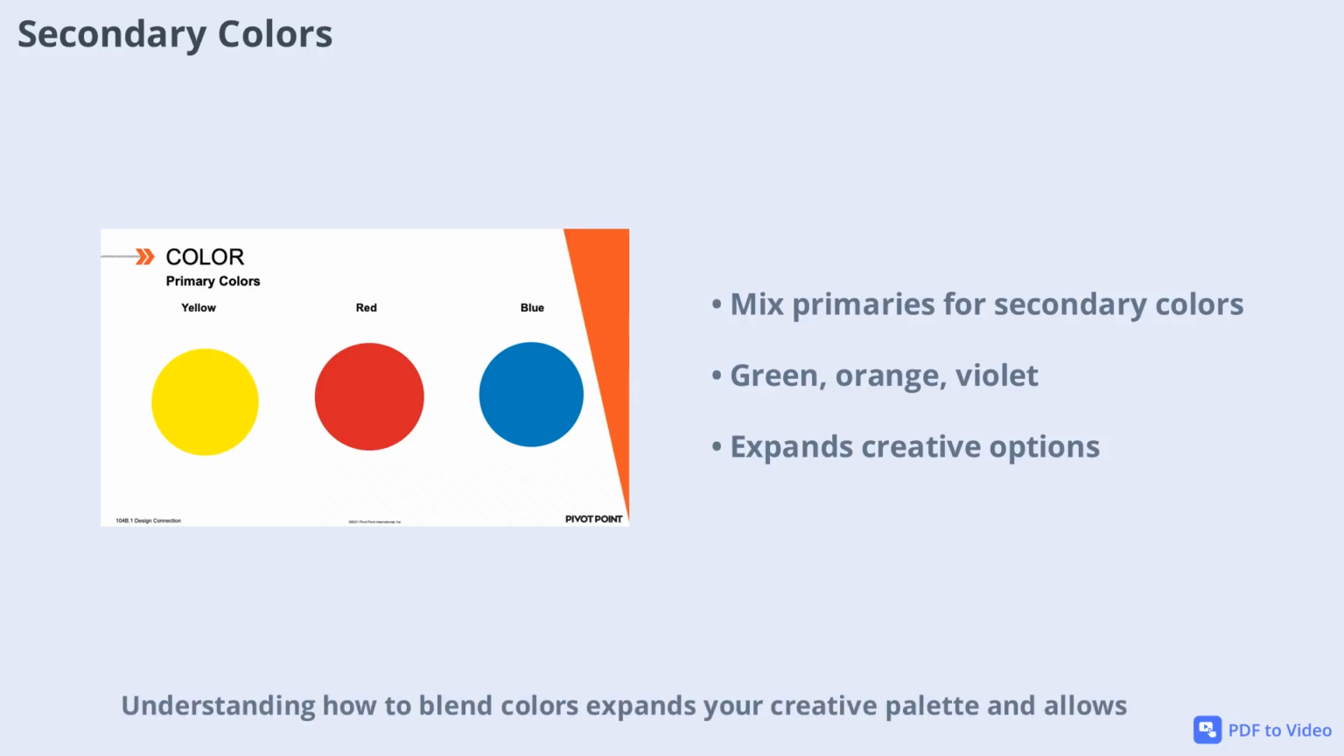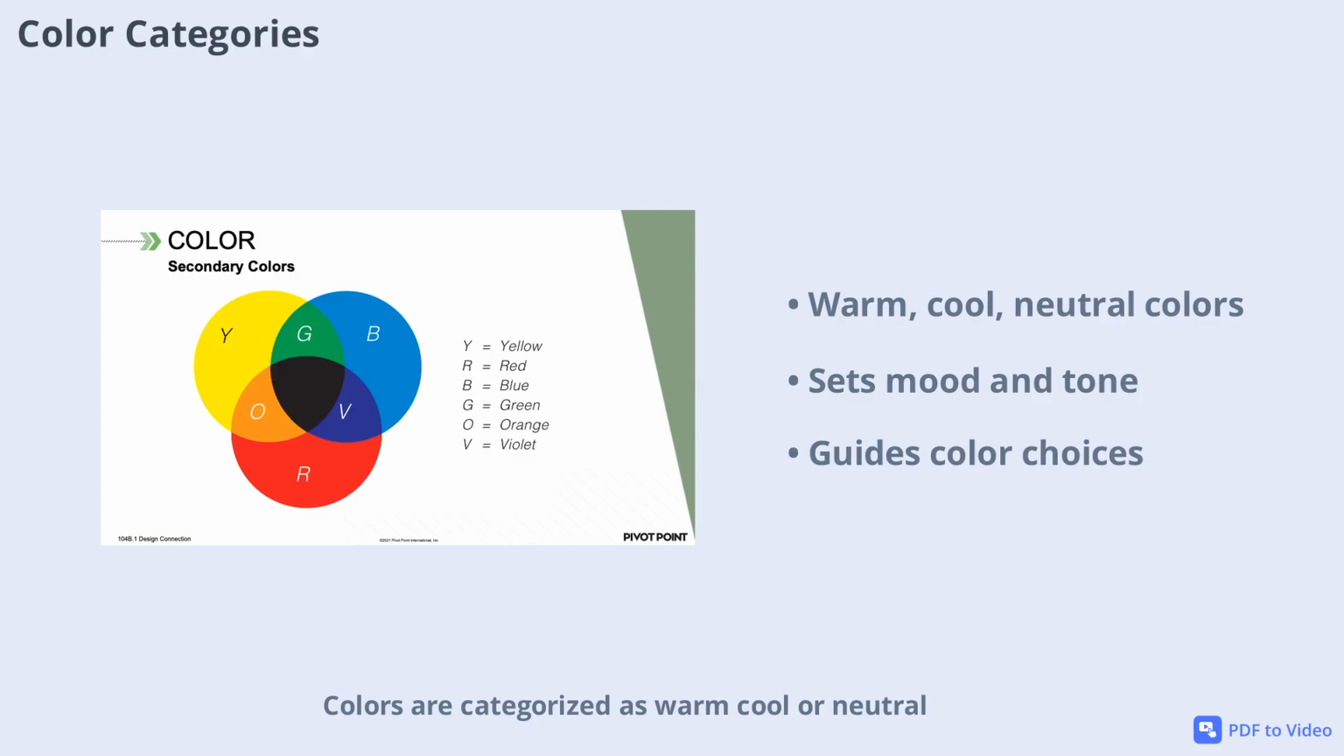Understanding how to blend colors expands your creative palette and allows you to achieve a wider range of effects in your designs. Colors are categorized as warm, cool, or neutral. Warm colors include yellow, red, and orange. Cool colors are blue, green, and violet, and neutral colors are neither warm nor cool, such as beige and gray. Using these categories helps you set the mood and tone of your designs.